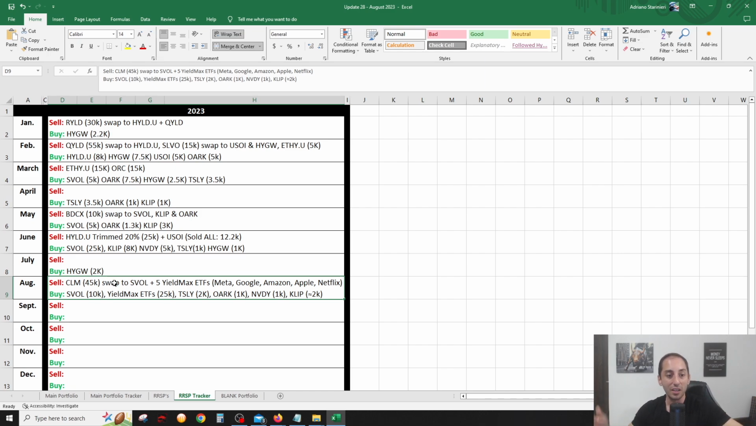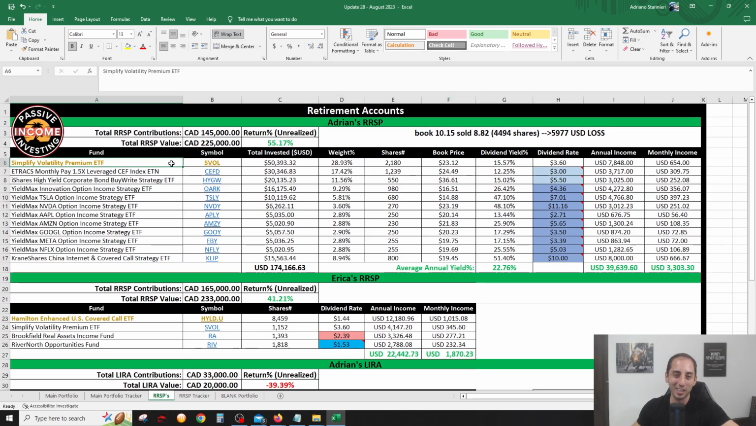And I also put $10,000 more in SVOL. So that is what I bought with the CLM proceeds, plus the other dividends that I got for the month. I added a little bit more to CLIP, a little bit more to Nvidia here, OARC, and $2,000 to Tesla. So as you probably started guessing, I do really like the YieldMax ETFs for my RSP. My RSP is a very fun account. More videos to come on YieldMax.